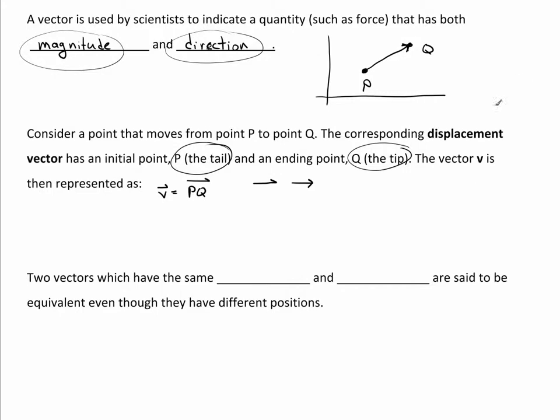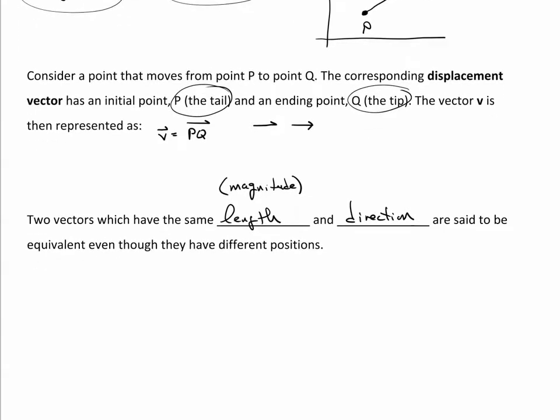Now, two vectors which have the same length, and the length is the same as the magnitude, and the same direction, are said to be equivalent, even though they may actually have different positions. Let's think about positions here for a second. Let's draw a couple of vectors. Again, I'm going to stay in R2 for right now.